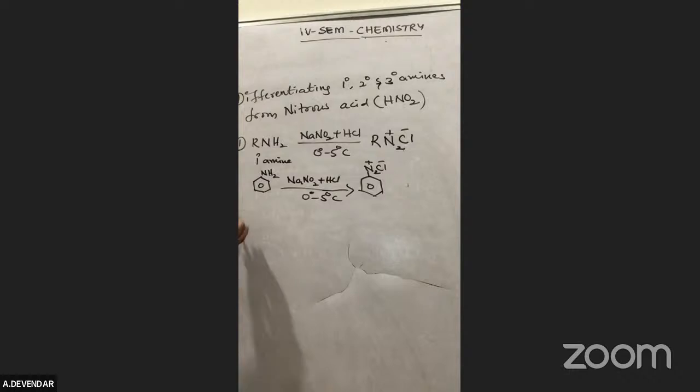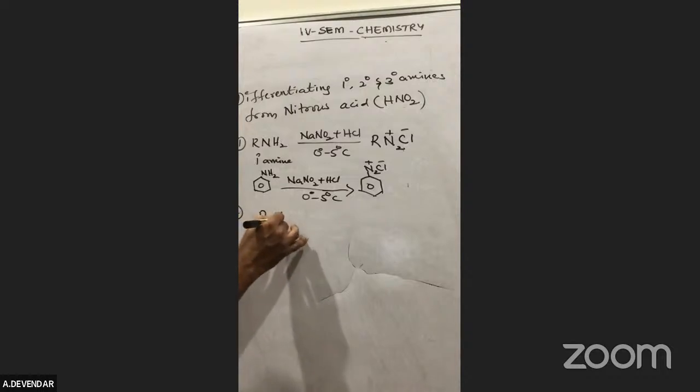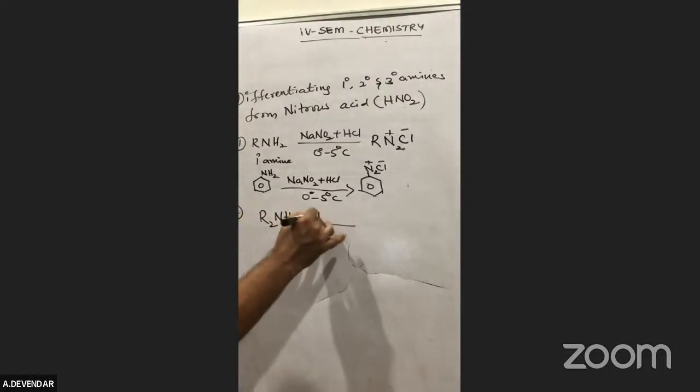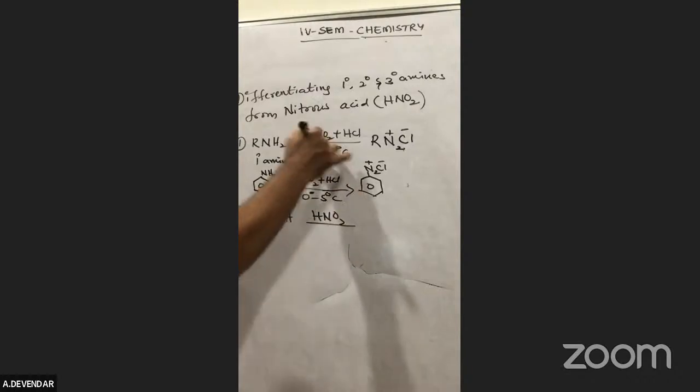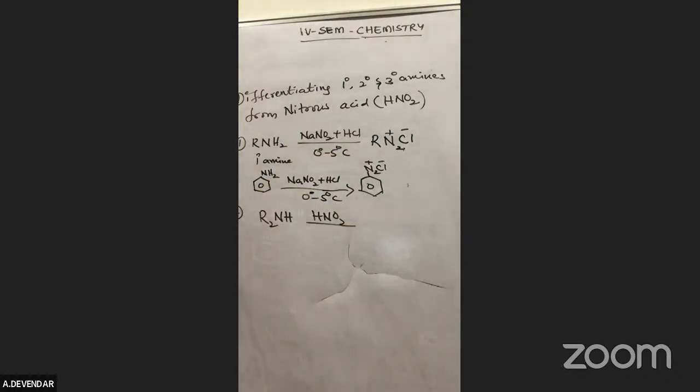And in the second case, we are taking the secondary amine. When the secondary amine is treated with nitrous acid, that means HNO2, only nitrosoamine will be formed. Sodium chloride is a byproduct that is removed.